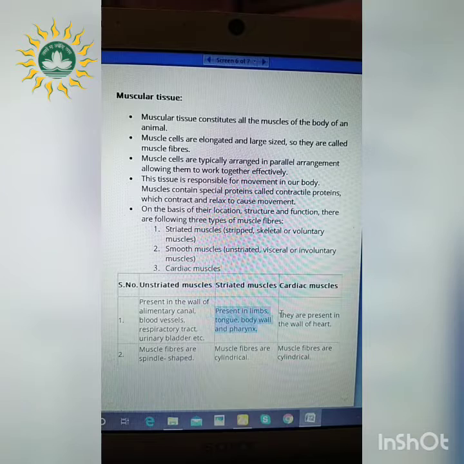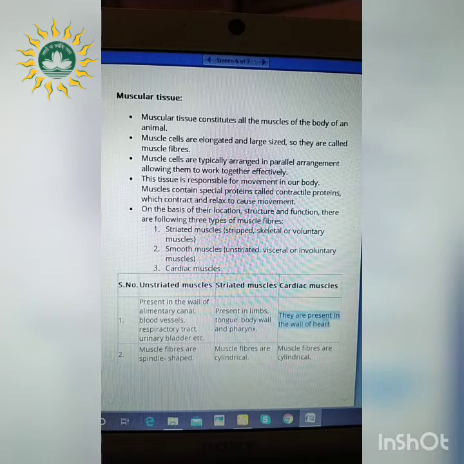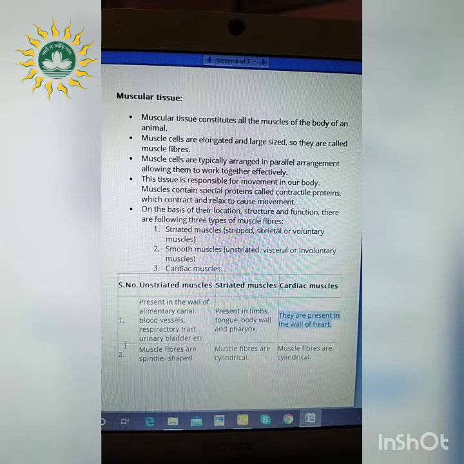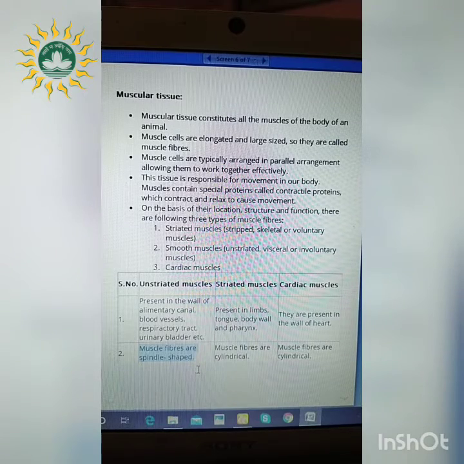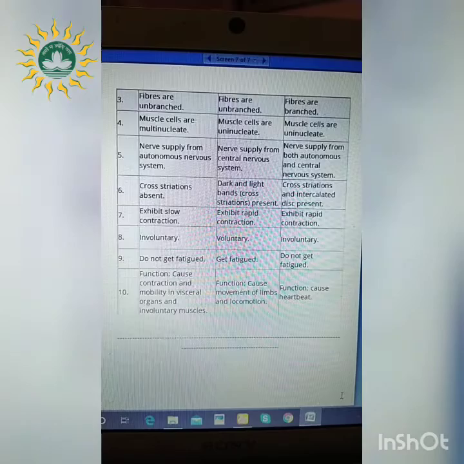And third is the cardiac muscles. As I mentioned, cardiac refers to the heart, so it is present in the wall of the heart. Secondly, what is the shape? The muscle fibers in unstriated muscles are spindle shaped. Spindle means boat-shaped structures. The striated muscle fibers are cylindrical in nature. You all know the structure of a cylinder, right? The cardiac muscles are also cylindrical in nature.